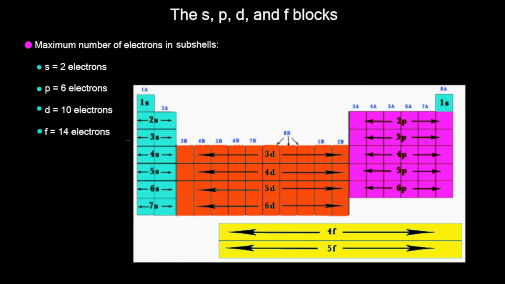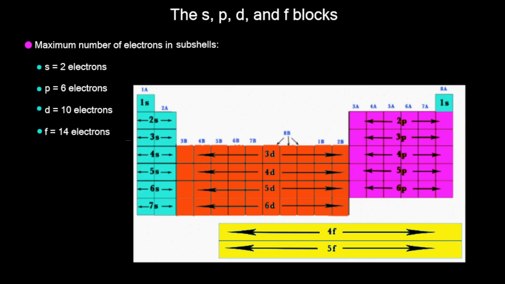The p block, shown in pink, contains the main group elements, including nonmetals, metalloids, and post-transition metals. These elements have their highest energy electrons in a p subshell. The p subshell can hold up to 6 electrons, which corresponds to the 6 columns in the p block. As we move to the right across each row, each column represents the addition of 1 electron.